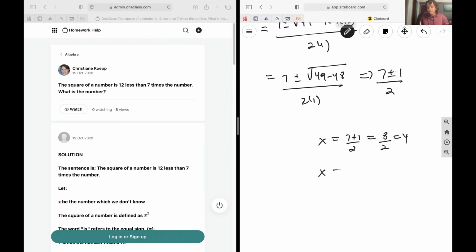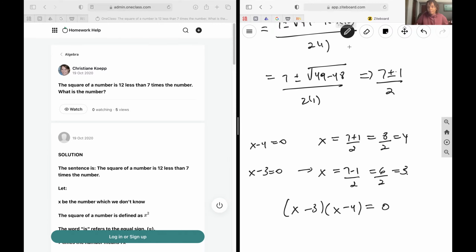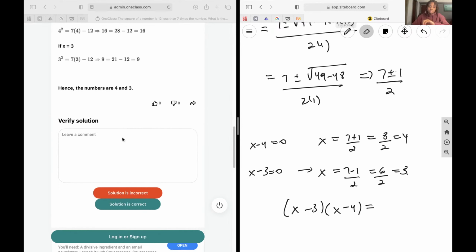My second one will be x is equal to 7 minus 1 over 2, giving me 6 over 2, giving me 3. So my final form will be, this means x minus 3 is equal to 0, and this means x minus 4 is equal to 0. So my two brackets will be x minus 4 by x minus 3 is equal to my function. So my two solutions are x is equal to 4 or x is equal to 3. And that's going to be it for this question.